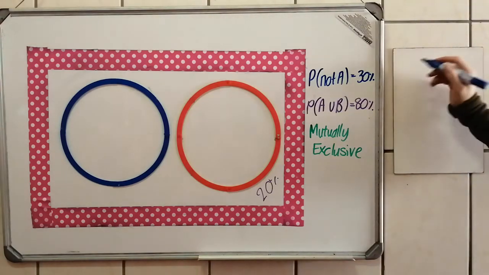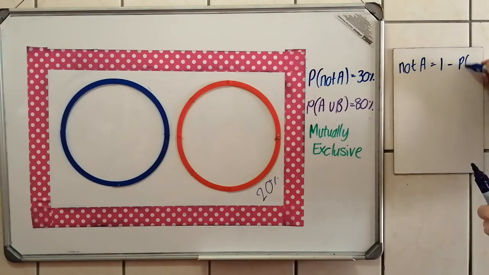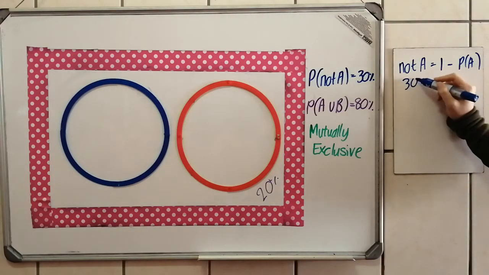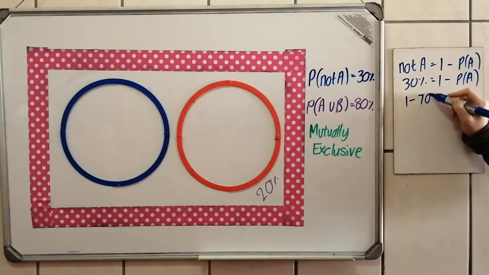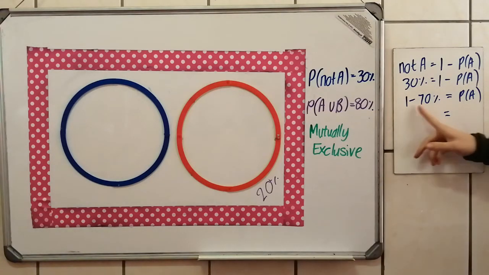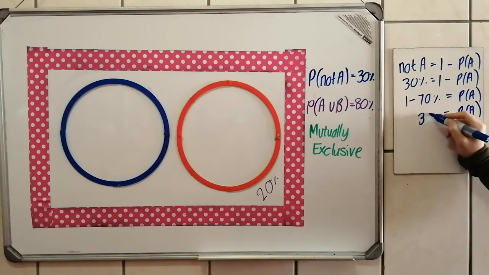Let's just do a mathematical equation. Remember, the probability of not A equals 1 minus the probability of A. We've discussed that formula. So if not A is 30%, what is the probability of A? Solving for this, we swap our equation around and we get 1 minus 70% would give me the probability of A. And the probability of A is therefore 100% minus 70%, which leaves me at 30%. So the probability of A is 30% on its own.